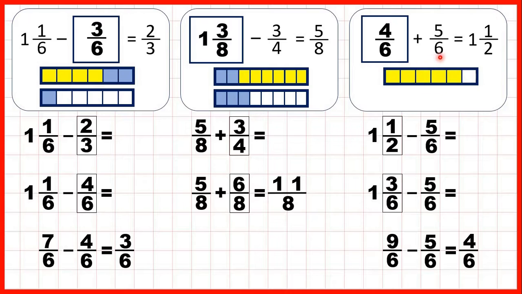Then we knew that 5/6 had been added to something to make 1½. Now 1½ is the same as 1 3/6, so the 4/6 that are in blue must have been what we started with.